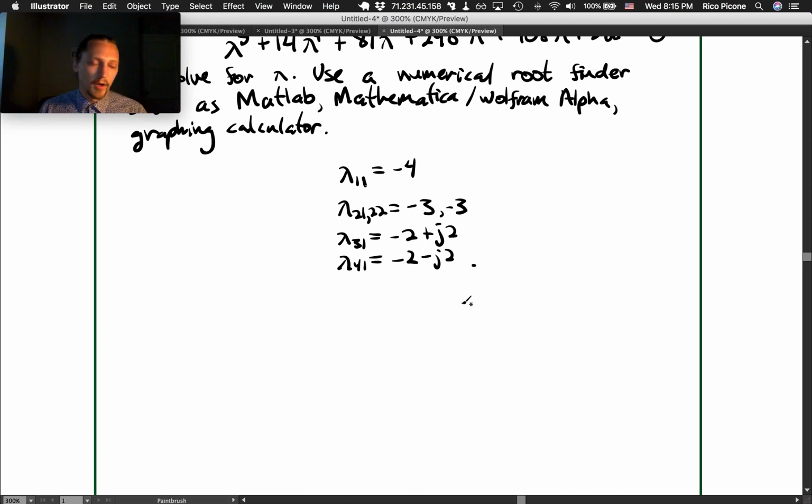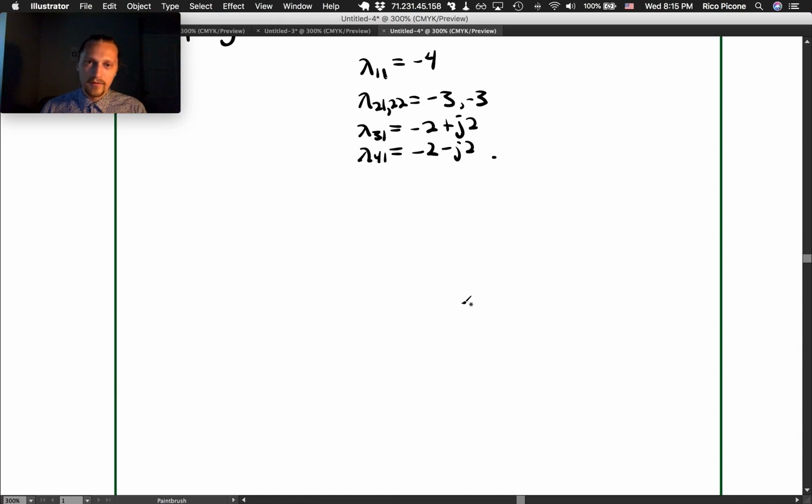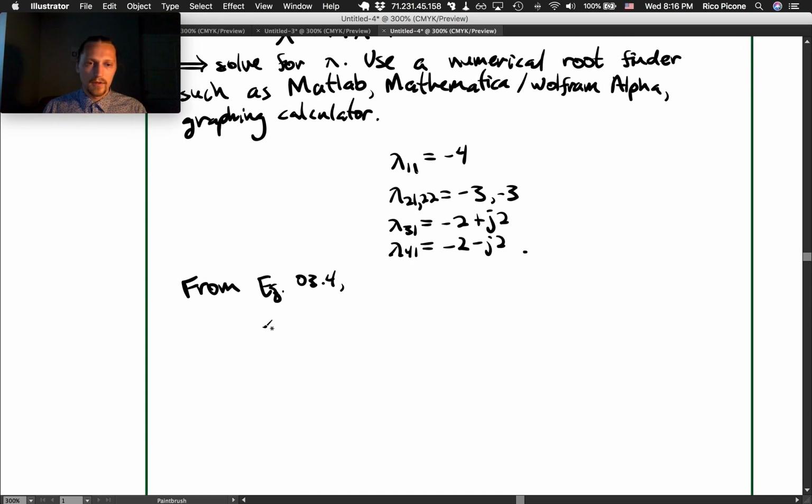So the homogeneous solution, from equation 3.4, we know that y homogeneous of t, so we have to use the more complicated expression. So we'll rewrite it.